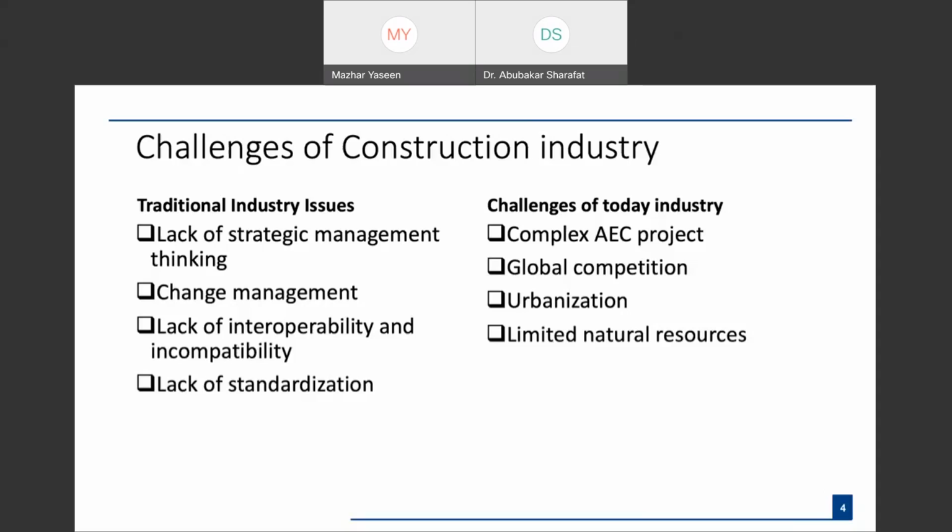And one more important thing, which is also one of the global goals, the sustainable development goals of the UN 2030 agenda: limited natural resources, meaning the resources available to us are limited. So how is BIM helping the construction industry, and what are the challenges we are going to have, okay?